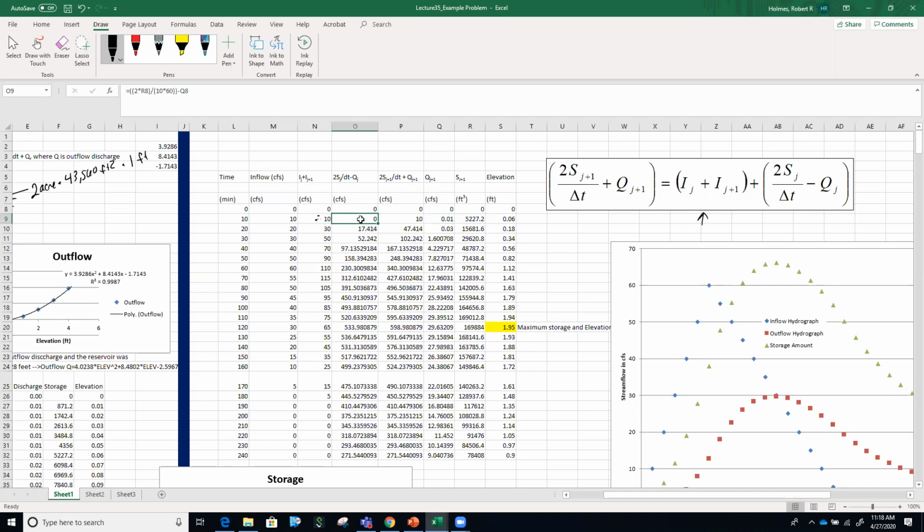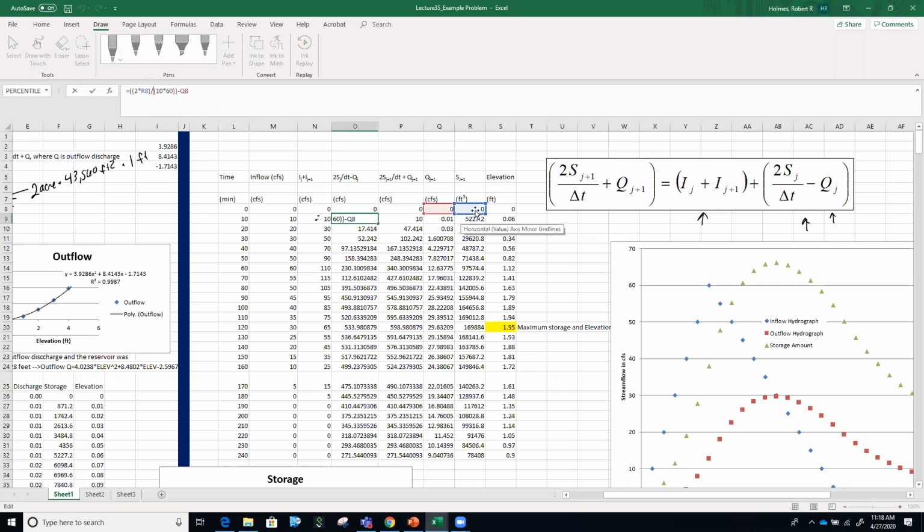Then I go through and ask, what is this aspect here, the 2S at the previous time step j over delta t, minus the outflow at the previous time step j. So I'm on this cell in column O, which says 2 times R8, where R is the value of the storage at the previous time step. You'll note that's 0.